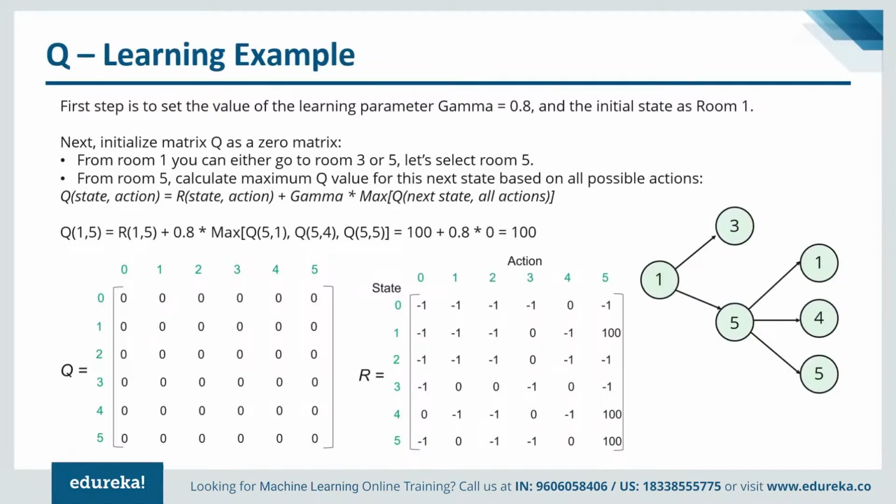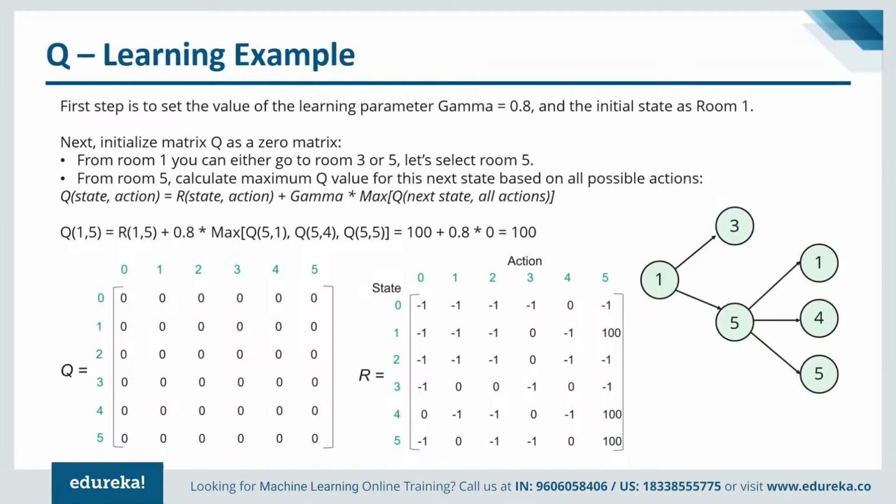And we're going to multiply it with the maximum value that we're going to get for the next state based on all possible actions. From 5, the next state is 1, 4, and 5. So if you traverse from 5 to 1, that's what I've written over here. For 5 to 4, you're going to calculate the Q value of 5 to 4, and 5 to 5. That's what I mentioned over here. So Q(5, 1), Q(5, 4), and Q(5, 5) are the next possible actions that you can take from state 5.